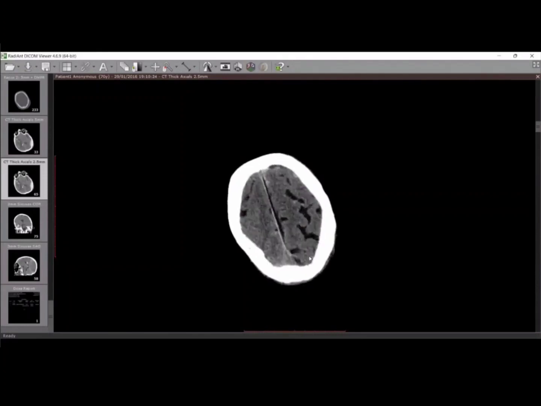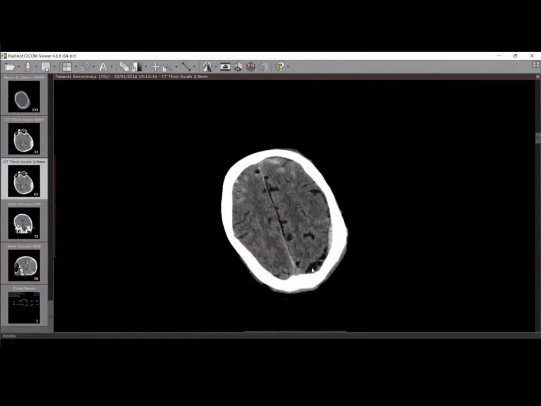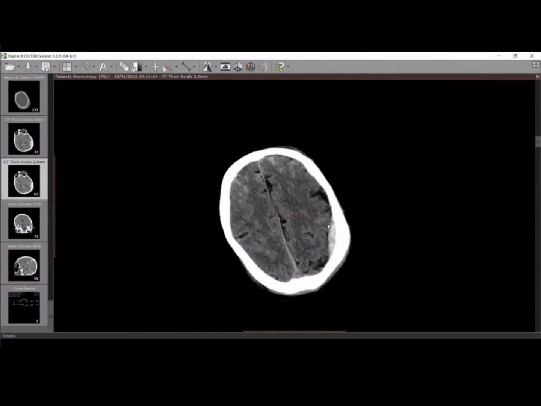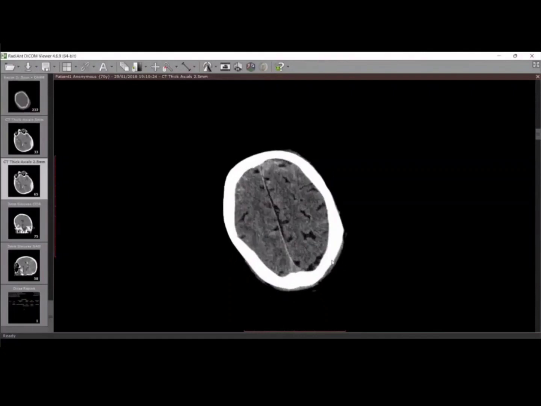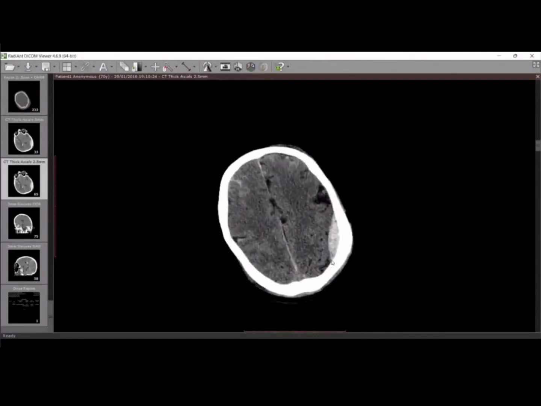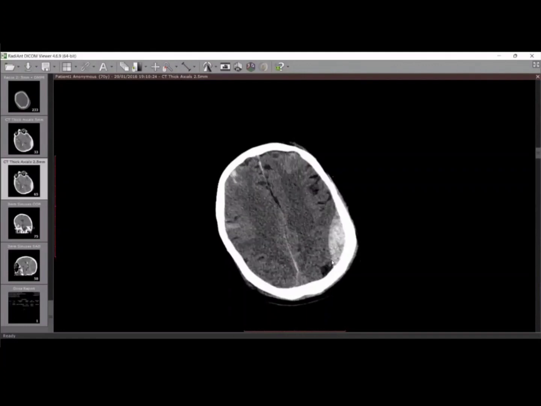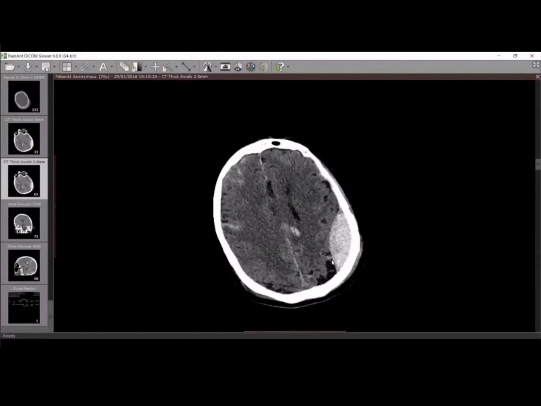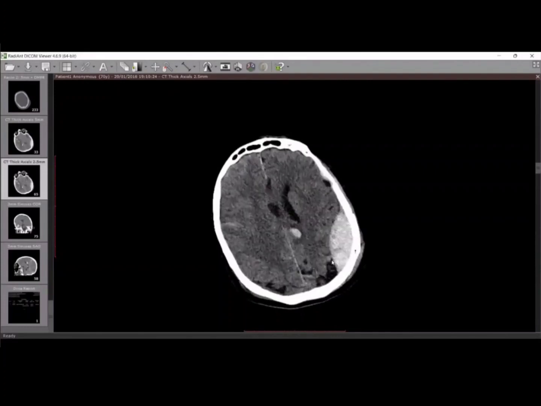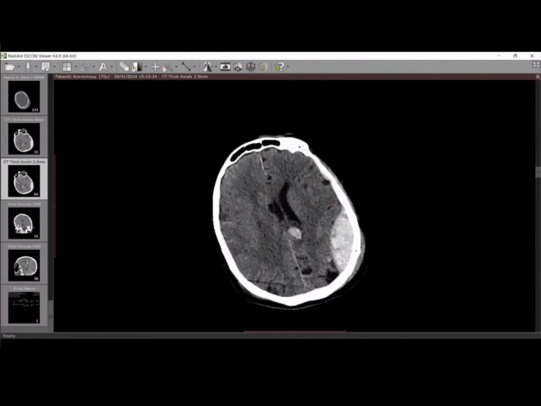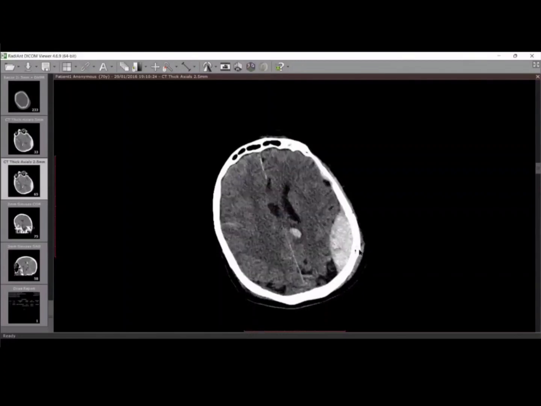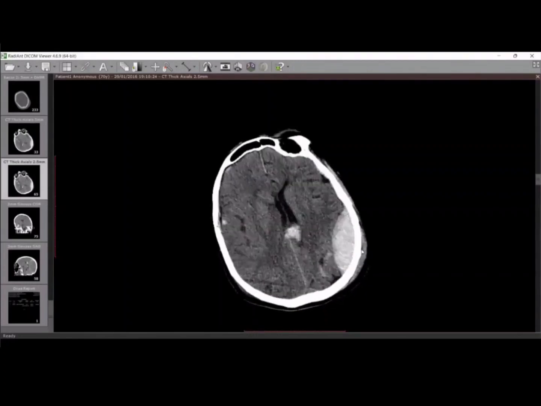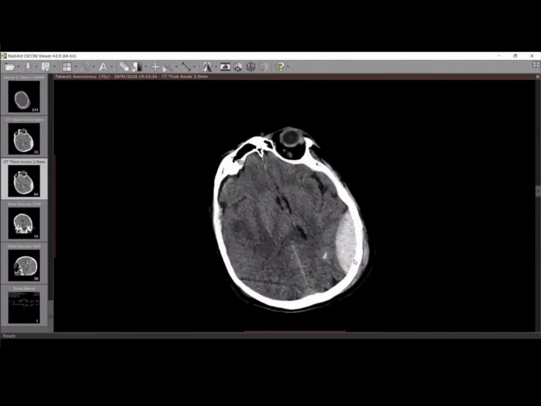As I'm scrolling, on the left side, I can see a lenticular extra axial high density collection, which appears biconvex lenticular shaped, most likely denoting an epidural hemorrhage. I can also see adjacent subgaleal hematoma on the left side, adjacent to this epidural hematoma, and there seems to be a focus of air as well in the subgaleal hematoma.